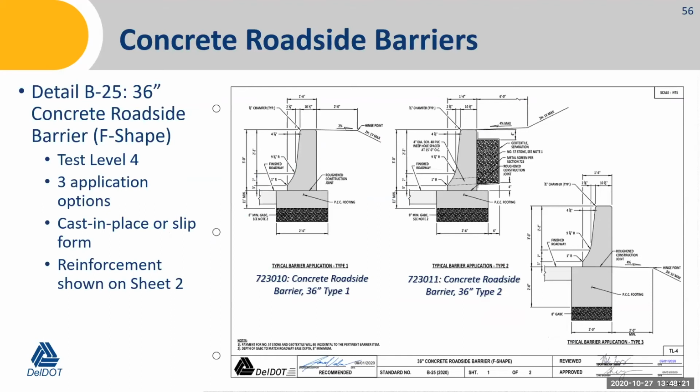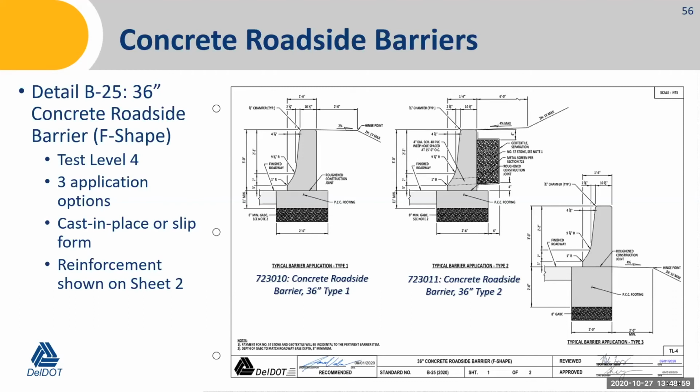So here are the details. B-25, 36-inch concrete roadside barrier. It's a test level 4 design. There's 3 application options. One where the barrier is up against an embankment that's sloping away from the top of the barrier. Type 2 is where your embankment is sloping down towards the top of the barrier, and you can see the need for the number 57 stone for drainage purposes behind the barrier, and that's that type 2 situation with the geotech separation. You see the footing requirements here, as well as the GABC requirements underneath the footing.